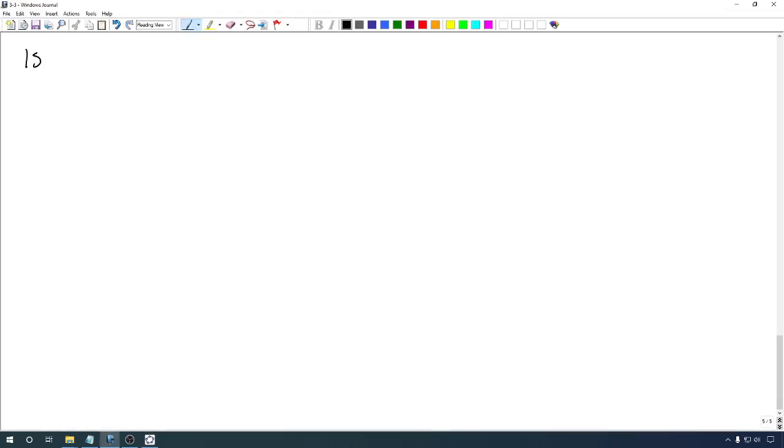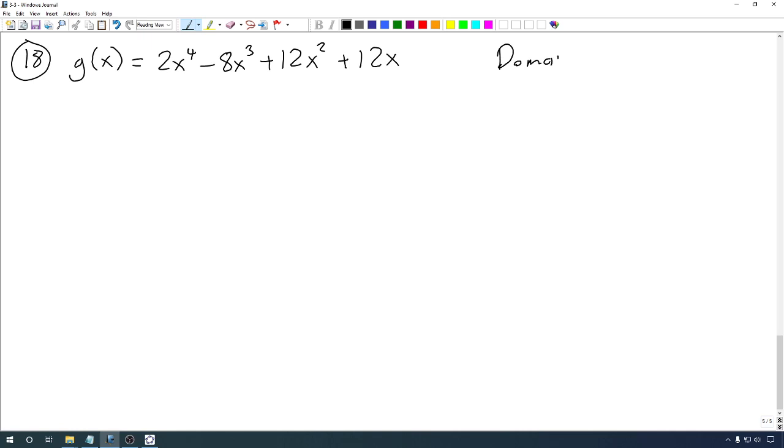Next, let's look at problem 18. Here we have another function. G of x is equal to 2x to the fourth minus 8x cubed plus 12x squared plus 12x. Of course, this is another polynomial, so if we want to talk about its domain, this is going to be everything. It'll be a little bit more relevant later on.